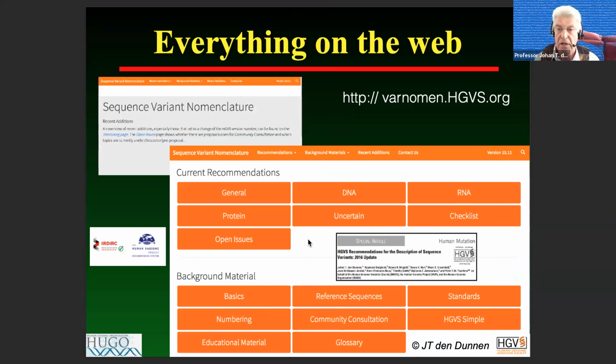As I said, everything is on the web page. This is just a screenshot from some of the pages. The website is varnomen.hgvs.org or www.hgvs.org/varnomen, and you will find a link to the website. I'll fly through this website quickly.